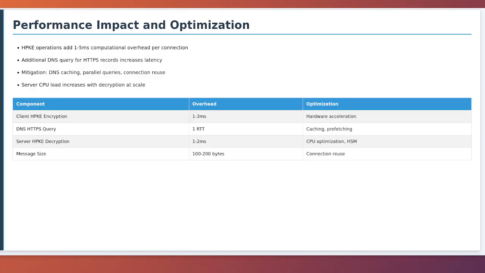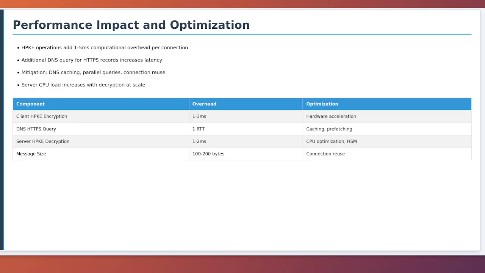Network latency impact comes from the additional DNS query for HTTPS records. If the client does not already have the ECH config cached, it needs to perform an extra DNS lookup before establishing the TLS connection. This DNS query adds a round-trip time to connection establishment. However, this overhead is mitigated by DNS caching, parallel DNS queries for AAAA and HTTPS records, and DNS prefetching, where browsers proactively resolve DNS records for likely future connections.